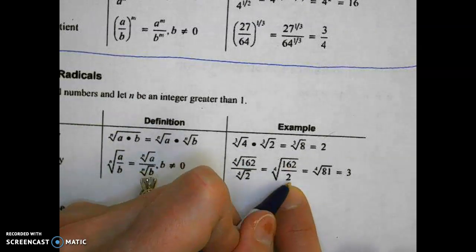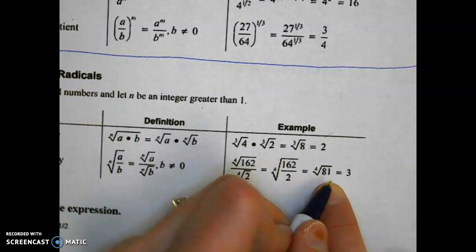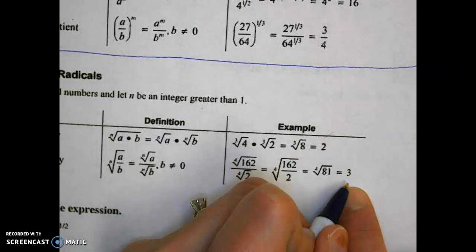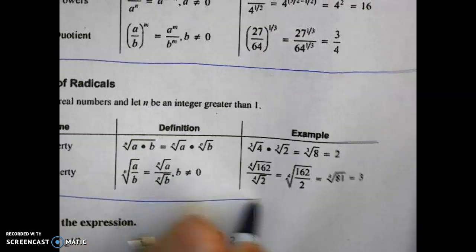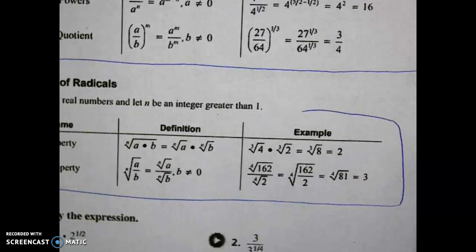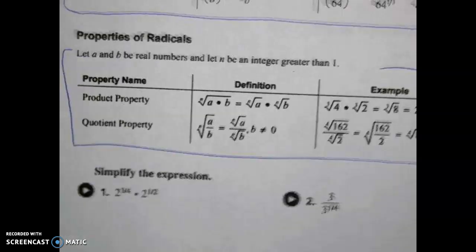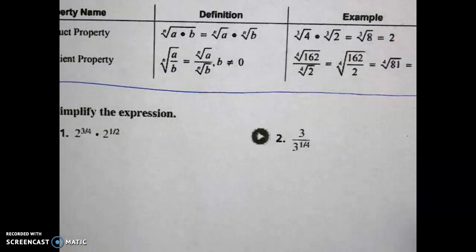And they divided 162 divided by 2, it's 81. Then they did the 4th root of 81 and got 3. So it's all about simplifying and using these rules. There's a bunch of rules to follow. So let's try a few on our own. I know it just takes a little studying over these charts and see how they work.